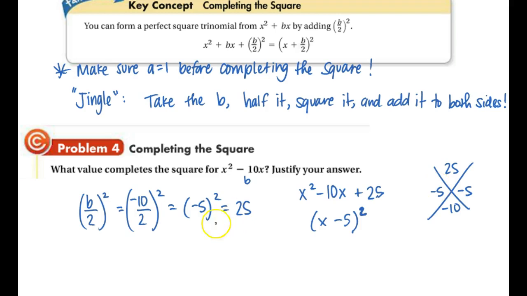One more thing I want to show you is that this negative 5 right here is actually the same number that we squared, and that will always be the case. So if you want to remember that shortcut, feel free. So the square of this term would be (x minus 5) squared. That's the factored form of the perfect square trinomial.